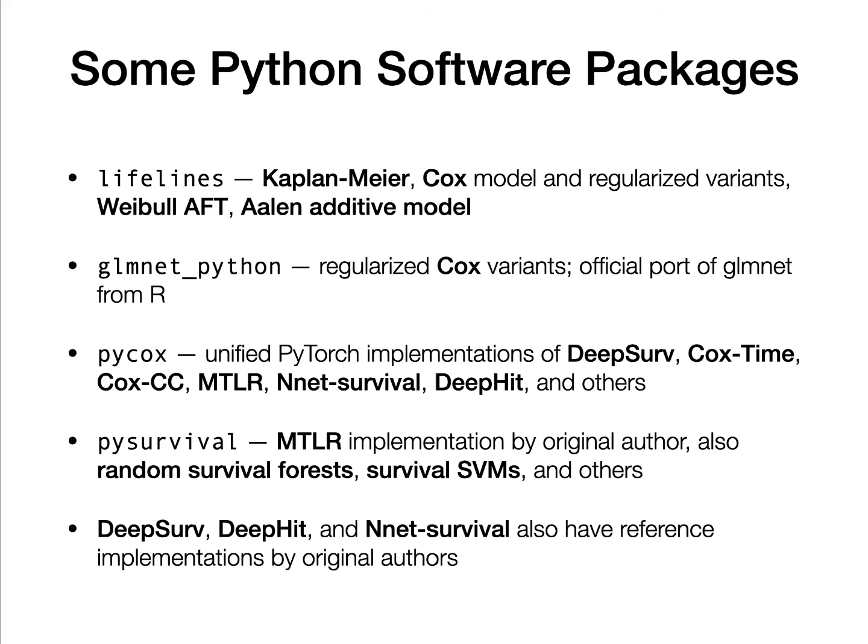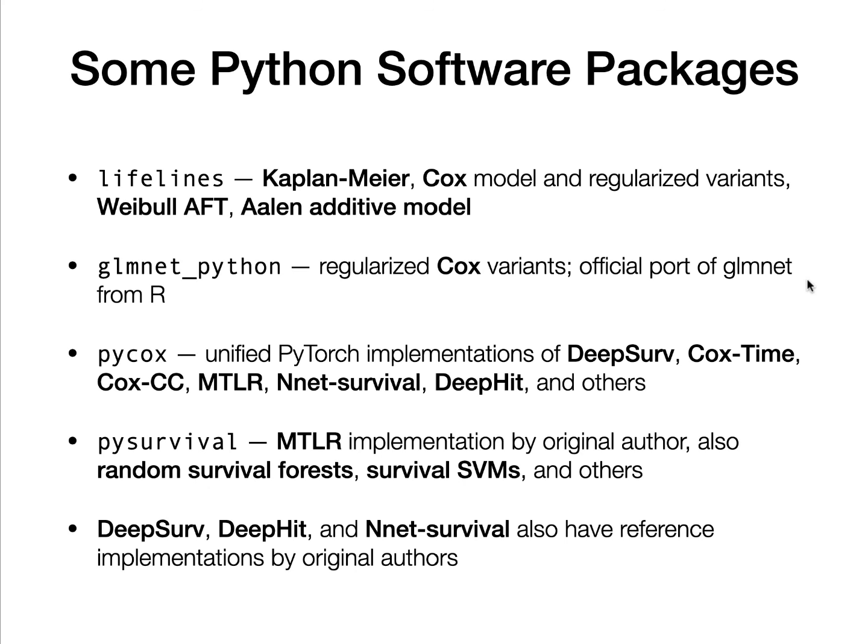Now I will give a very non-exhaustive list of software packages available, starting with some packages in Python. Here we, for example, have Lifelines, which implements a bunch of classical models, including a few that we talked about, such as the Kaplan-Meier estimator, the standard Cox model, and also regularized variants of the standard Cox model. There's separately a fairly robust implementation of regularized Cox models that's referred to as GLMNet Python. This is the official port of a very popular package in R called GLMNet that includes regularized Cox variants.